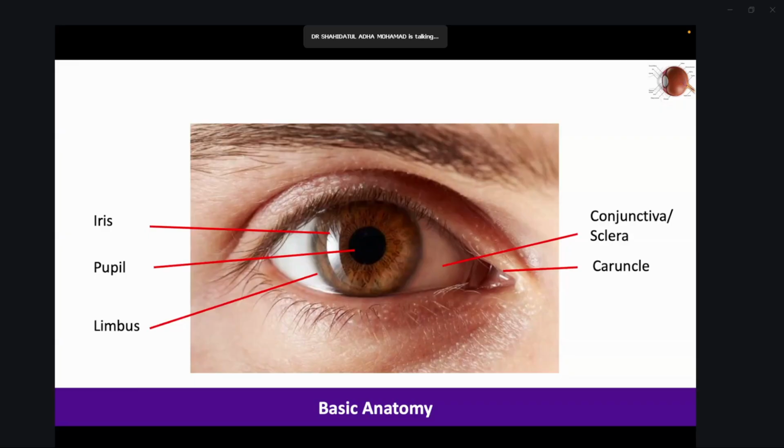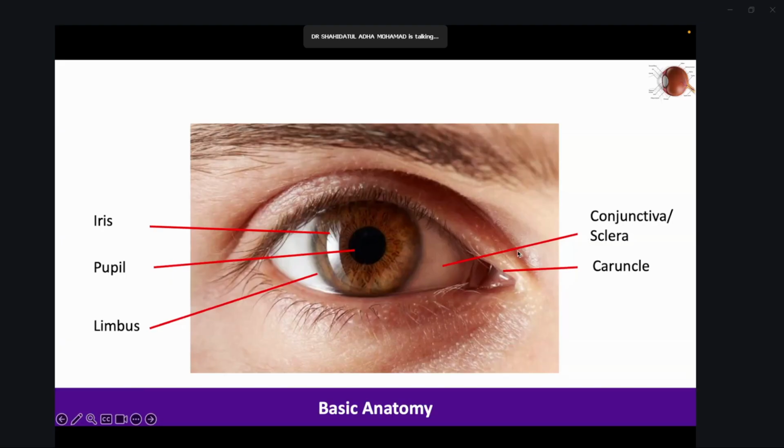Basically, you can see the upper lid and lower eyelid, with eyelashes on the upper and lower lid as well. The iris and pupil are two structures that control the light going into the retina. This limbus is a very important structure. The limbus is the junction between the conjunctiva and sclera with the cornea. The cornea is the transparent part in front of the iris.